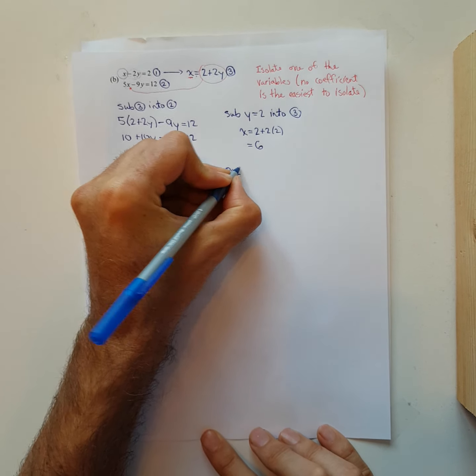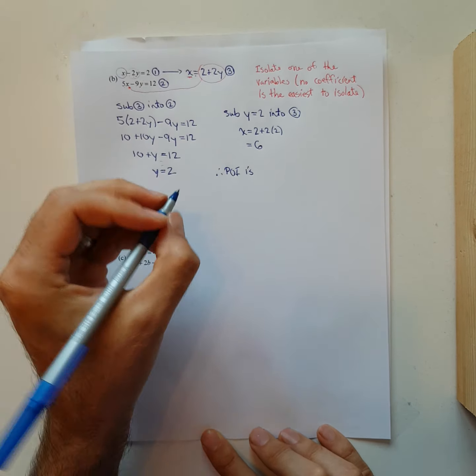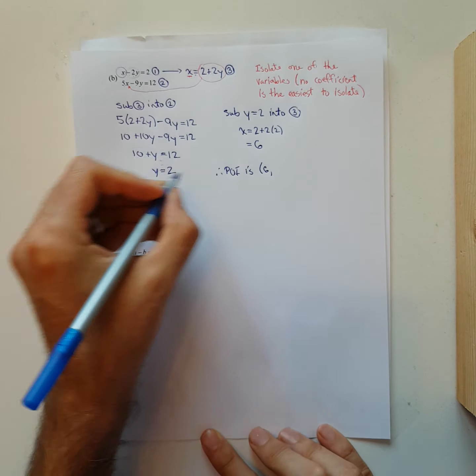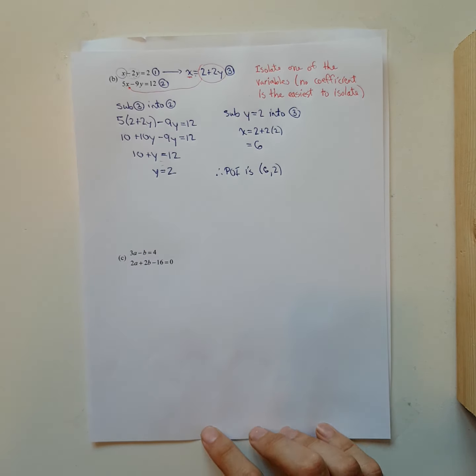Therefore, the point of intersection is, again, we have to be careful with order, x first and y second. So there's our point of intersection.